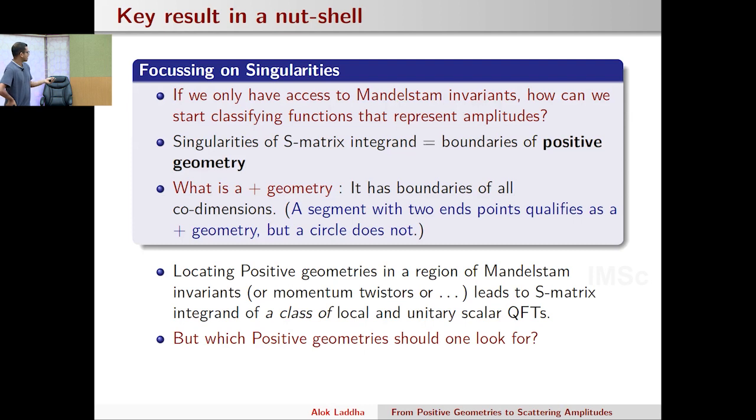So the idea is that there is this class of geometries which are just sitting there in Mandelstam space. All we have to do is find them, and once we find them, they are going to lead us to a large class of amplitudes for theories which are going to be local and unitary. But okay, the first question to ask is, why should we look for some specific class of geometries at all?